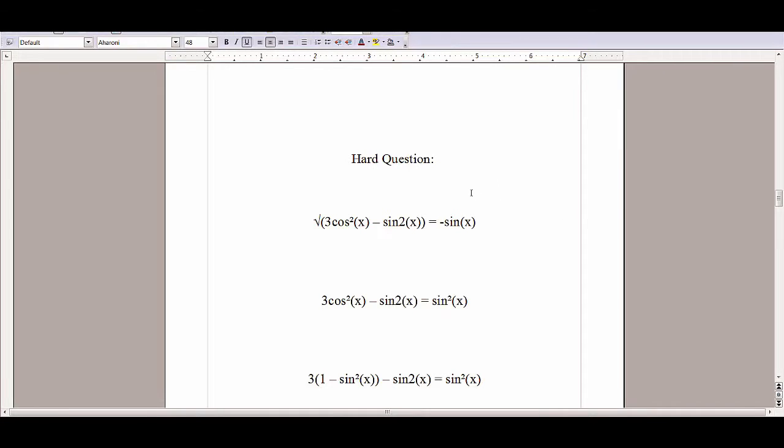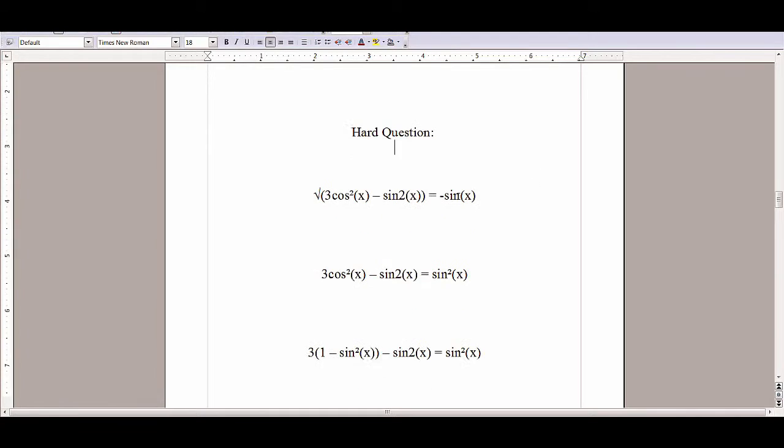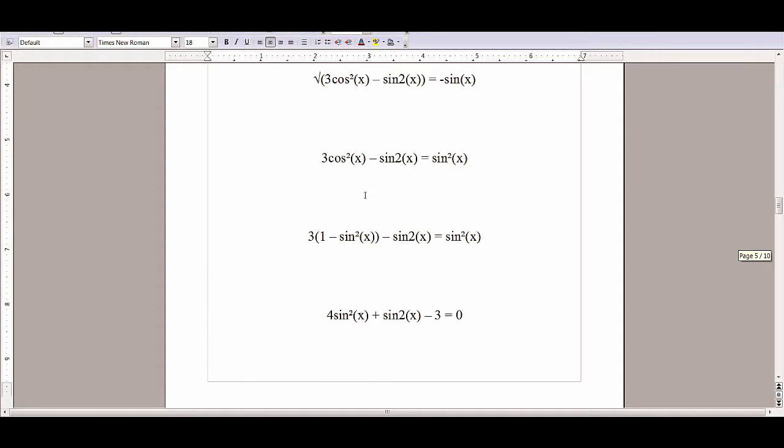Alright guys, we're going to be doing the hard question now, so here we go. Let's start right off. We got square root of 3 cosine squared x minus sine 2x equals negative sine x. Now what do you do here? Well, you're going to want to get rid of the square root. You square both sides, and that makes it 3 cosine squared x, and so on, sine squared x, because the negative goes away. Alright, and then we move on.